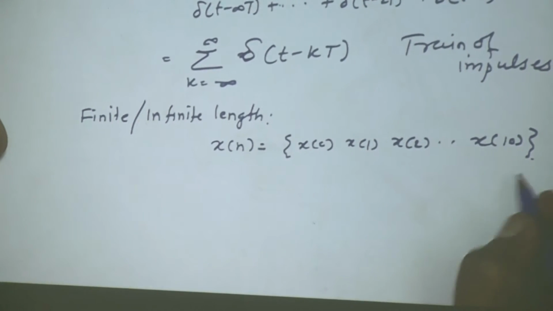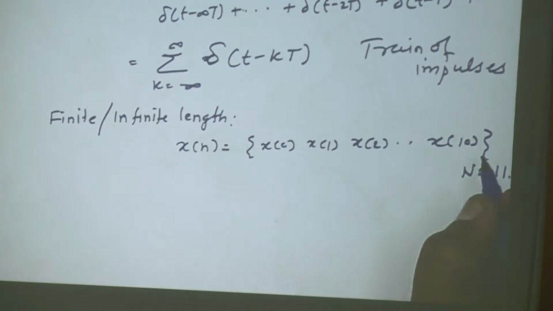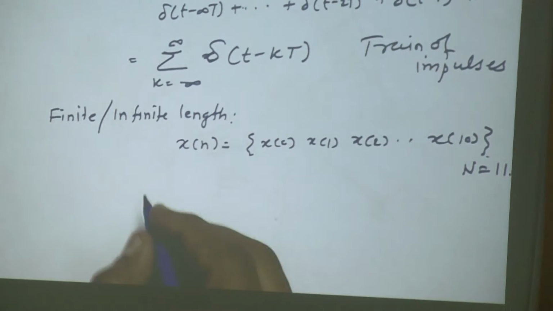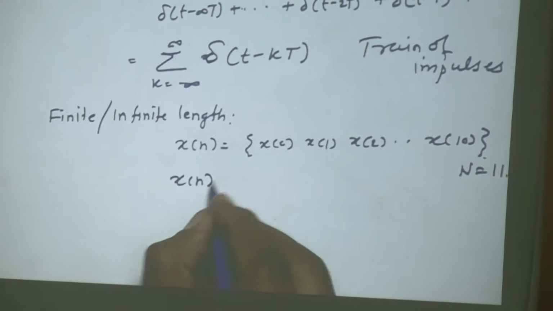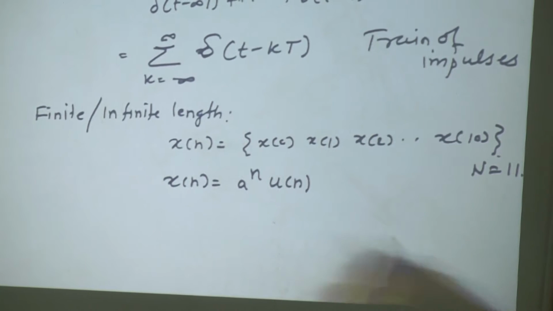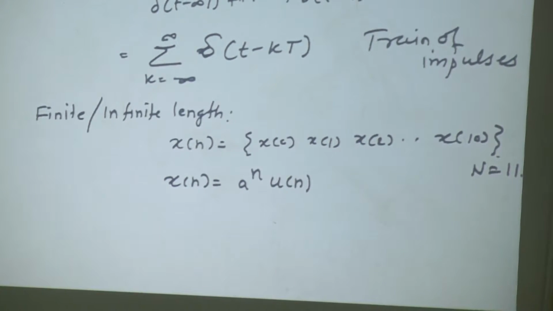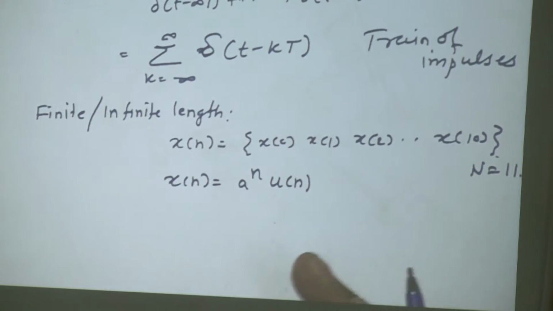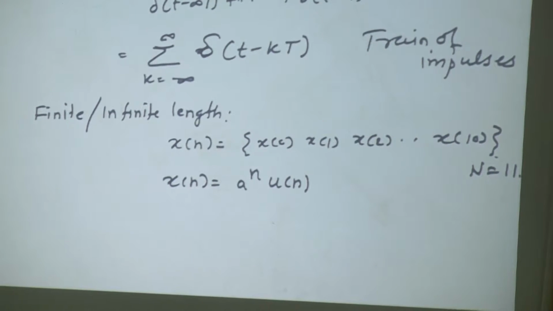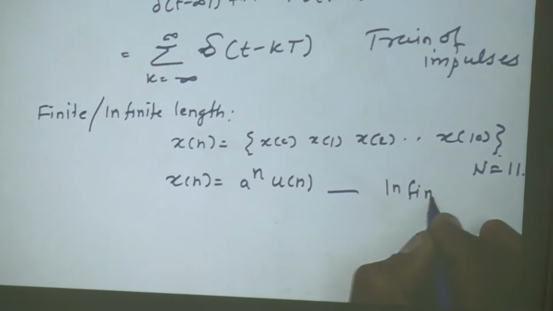This is a finite length sequence with length N equal to 11 because it contains 11 sample values, 11 non-zero sample values. On the other hand, x[n] is equal to a to the power n times u[n]. I will come to u[n] a little later. u[n] is only a right-sided sequence with reference to n equal to 0. It is a unit step function that is sampled. It is called the unit step sequence u[n]. This is an infinite duration or infinite length sequence.